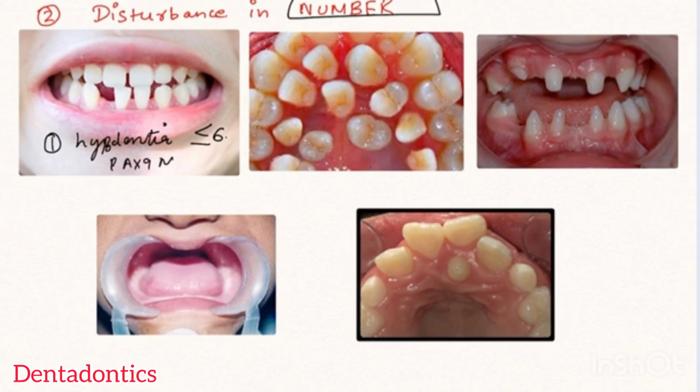So coming to the second condition, that is hyperdontia. As you can see in this picture, the teeth are more in number, and here the prevalence rate is 2%. As you can see here, the number of teeth is more.